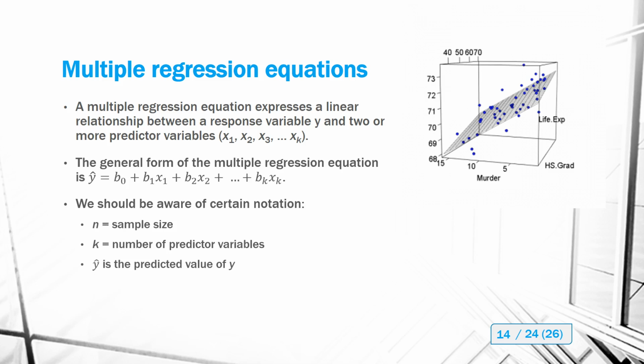Y hat is the predicted value of y. Notice there's only one y, okay? So the x is the input. X is what we put into the equation. It's the predictor variables. The response variable is the one value that comes out in response to us putting in all of these values for predictor variables. So the predictor variables are values we put in to make a prediction. The response variable is what the response of the equation is to us putting in the values for the predictor variables.